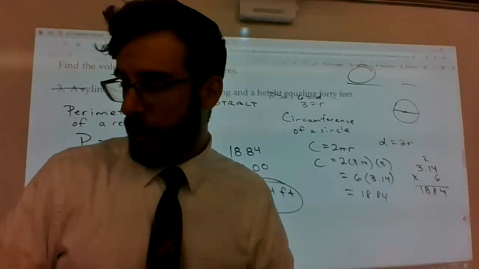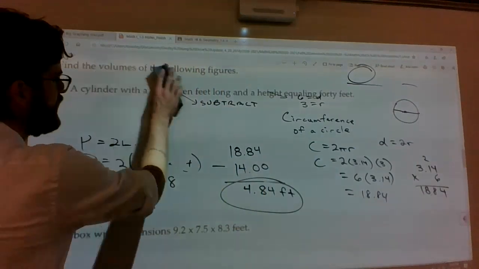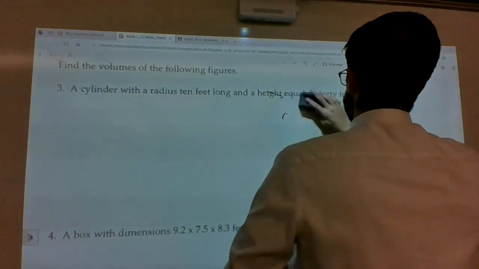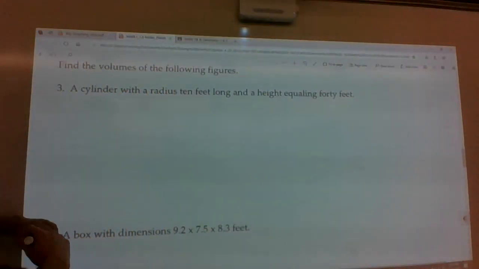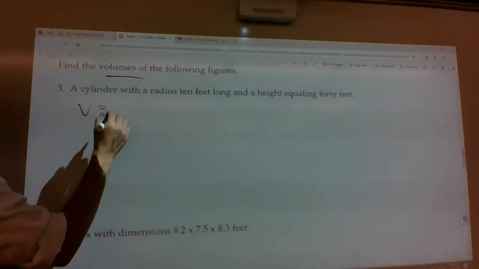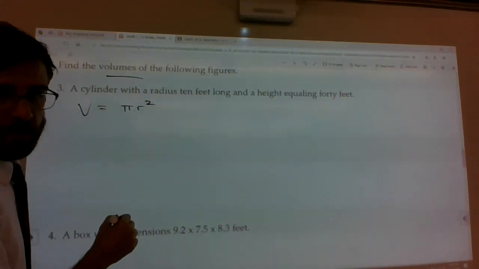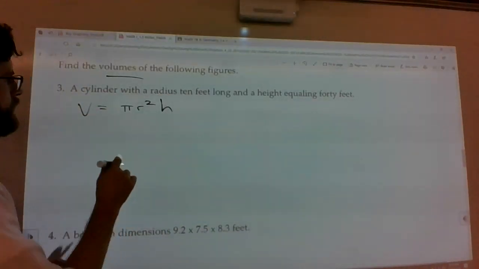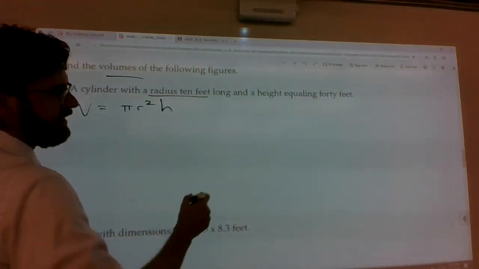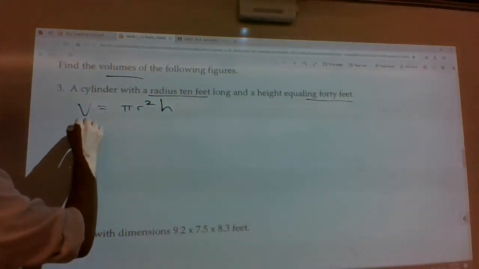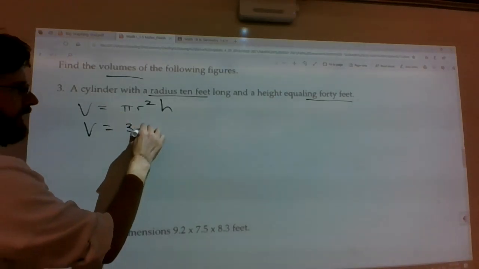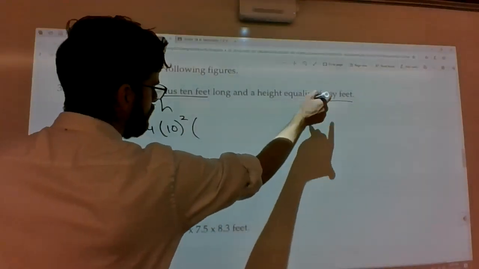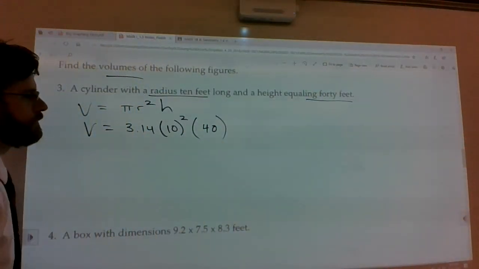Okay, we got a couple volume questions. Just to save on time, I'm not going to scroll all the way back up. You can reference the note sheet that you get in class. But a cylinder is given a volume of pi times the radius squared, kind of like a circle, but then you multiply by its height. It's got a radius that's 10 feet long and a height that's 40 feet high. So V is equal to 3.14 times the radius squared times its height of 40.